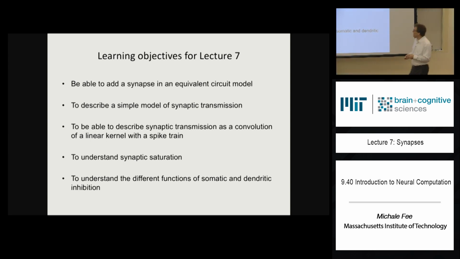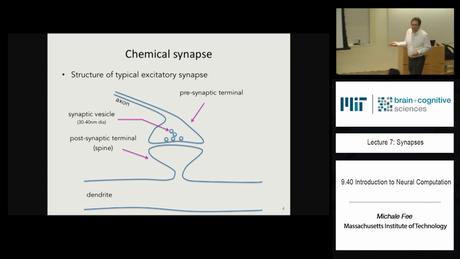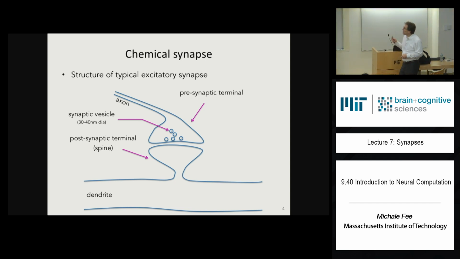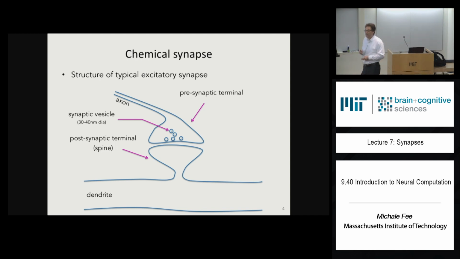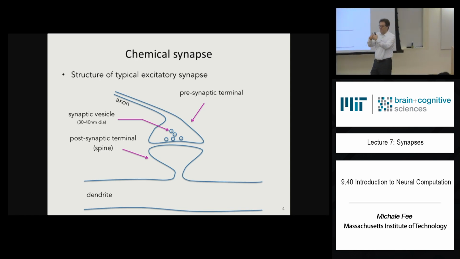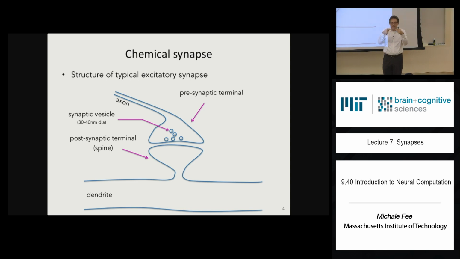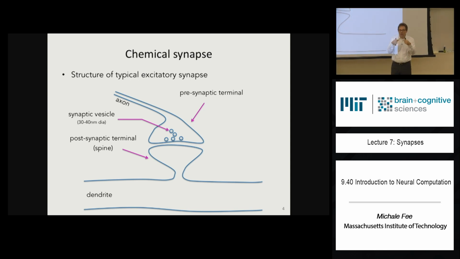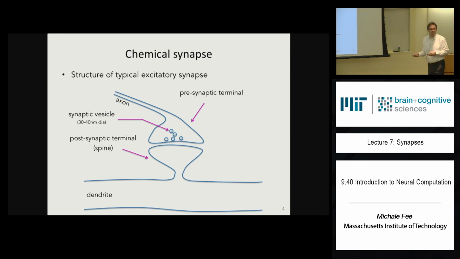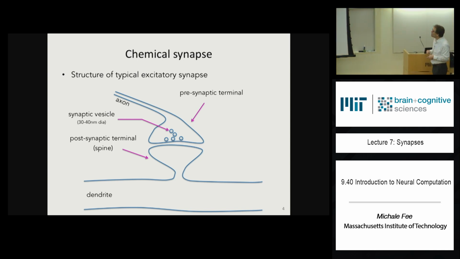Okay, so let's start with chemical synapses. There are also electrical synapses, which we're not going to talk about, and that's basically where two neurons contact each other. There are actually proteins that form little holes between the neurons, and so they're just directly electrically connected with each other. That's called an electrical synapse or a gap junction. We're not going to talk about that today. We're going to focus on chemical synapses.